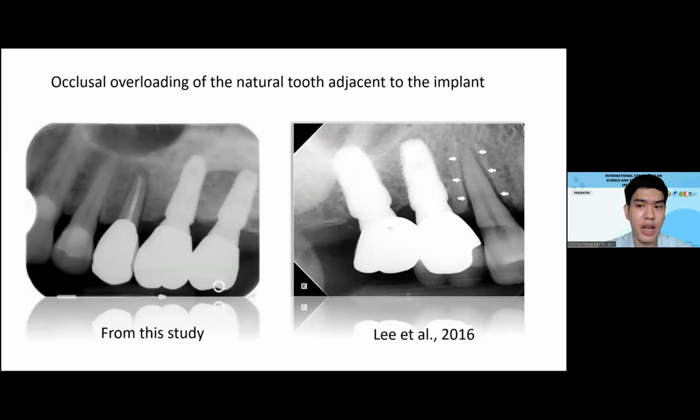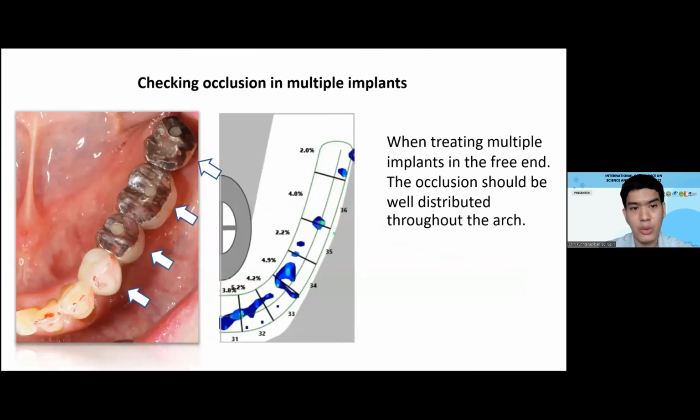So this is the example of overloading occlusion that might cause vertical root fracture. This actually happened in this study, where one of the premolars fractured during the recall sessions, and it's according to the study of Lee in 2016, which also found vertical root fractures in tooth near the distal and implants.